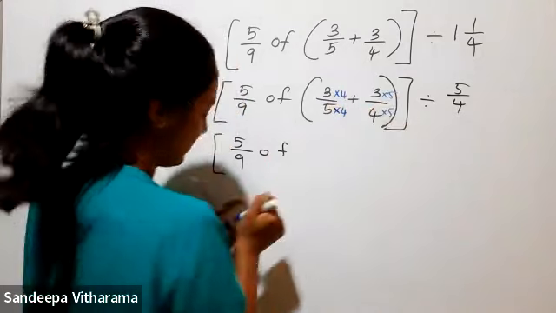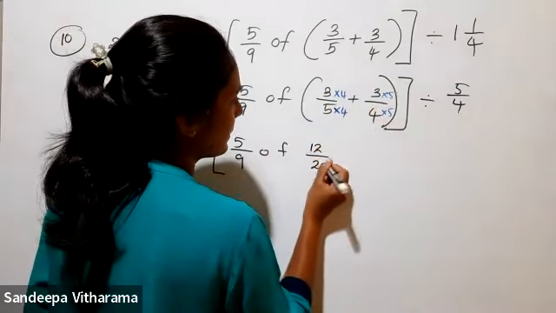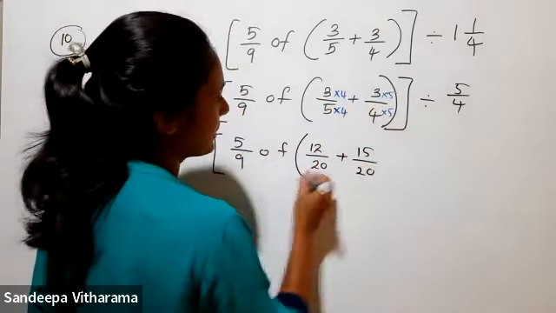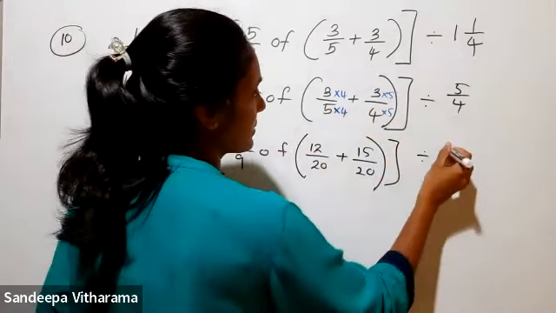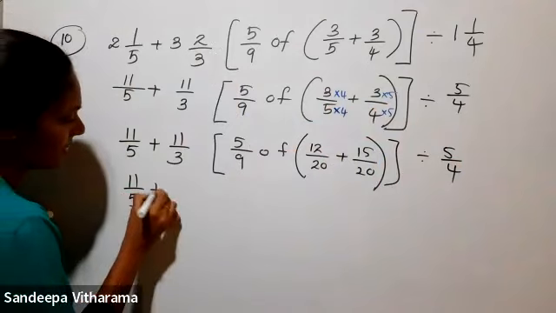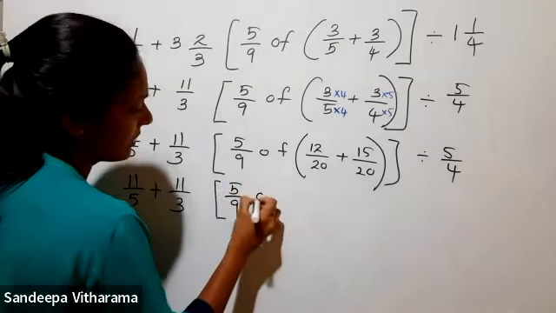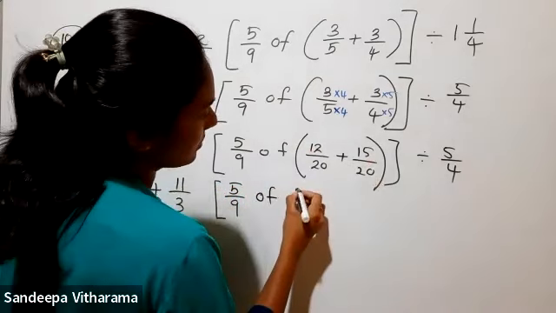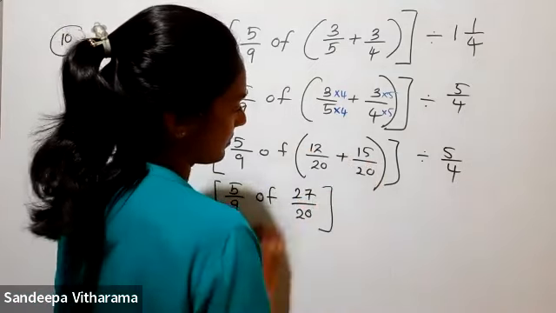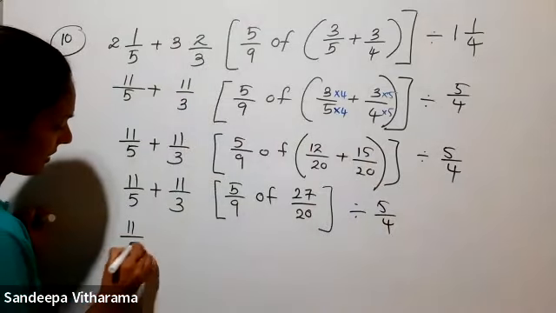So multiply. 3 into 4 it is 12 upon 20. Add 3 into 5 it is 15 upon 20. Okay, still we are in the brackets. 5 upon 4, then it is 11 upon 5. Add 11 upon 3. Okay, 5 upon 9. Here it is 27 upon 20. Divide 5 upon 4. Now square brackets are removed.